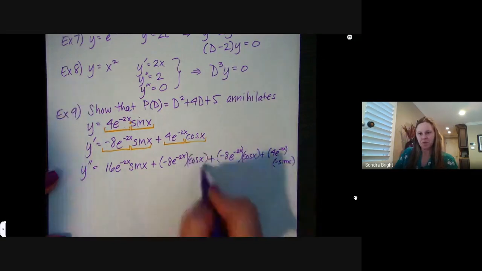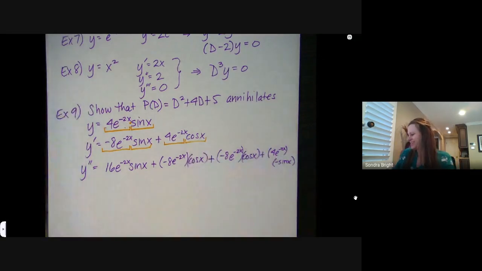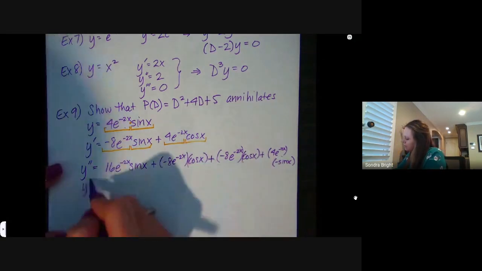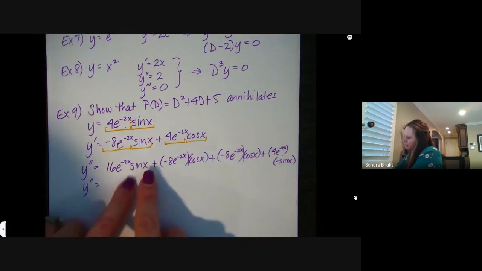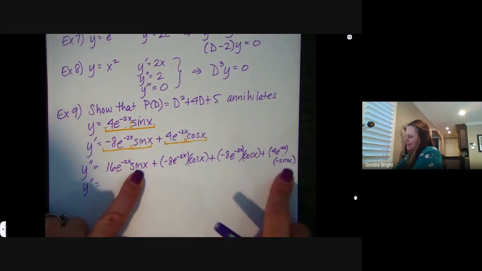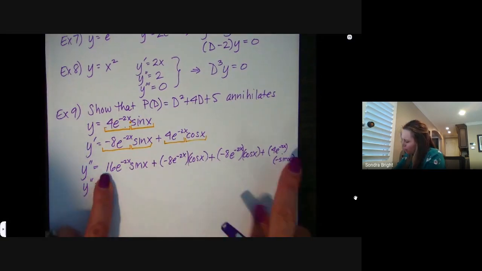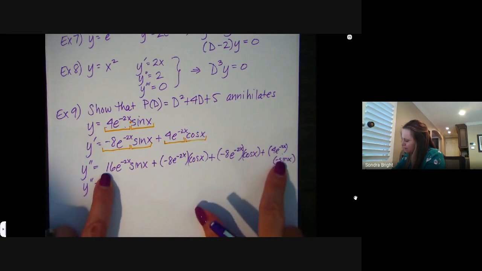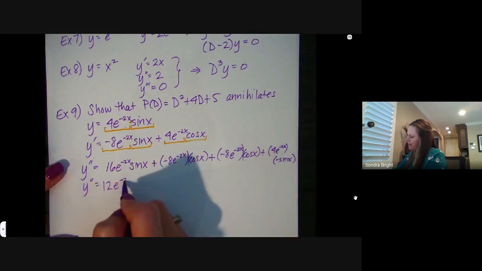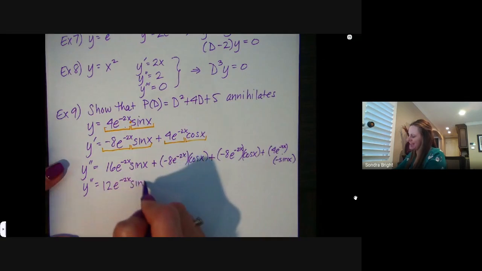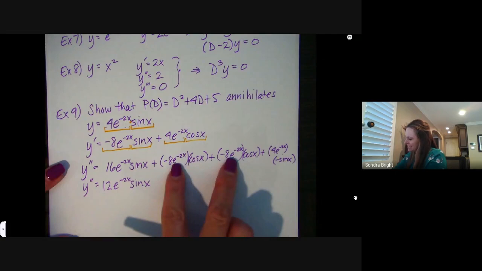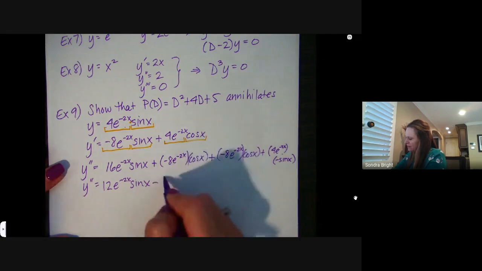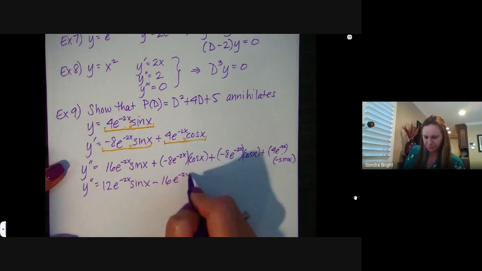Yeah. All right. Let's clean this up. Might as well, right? Okay, so y double prime is, here's a sine of x, and here's a sine of x. So you've got 16 minus 4. So that's a 12 e to the negative 2x sine of x. And combining these two guys, because they both have cosine and e to the negative 2x, it's negative 8 and another negative 8. That's a negative 16 e to the negative 2x cosine of x.